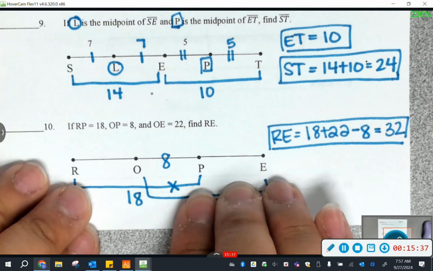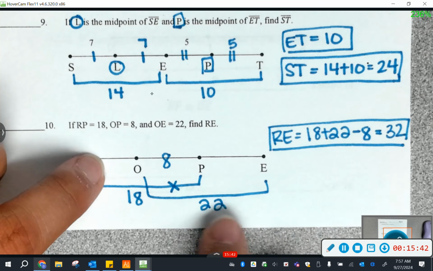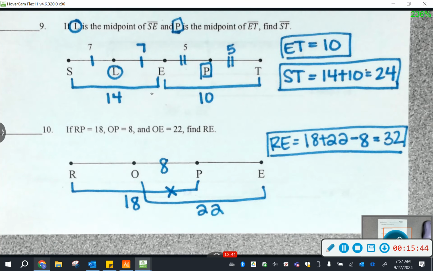Somebody also told me, I just looked right here. If this is 8 and the whole thing's 18, what's this? 10. And they said, I added 10 plus 22. That works too.